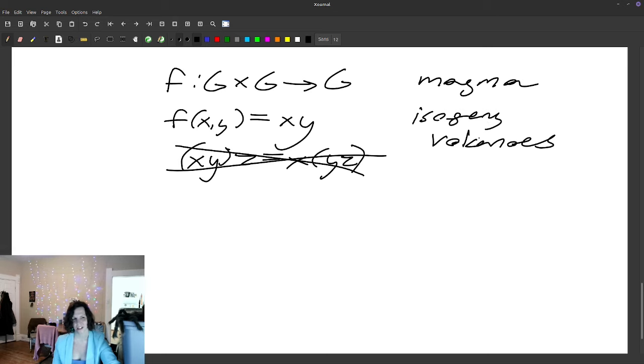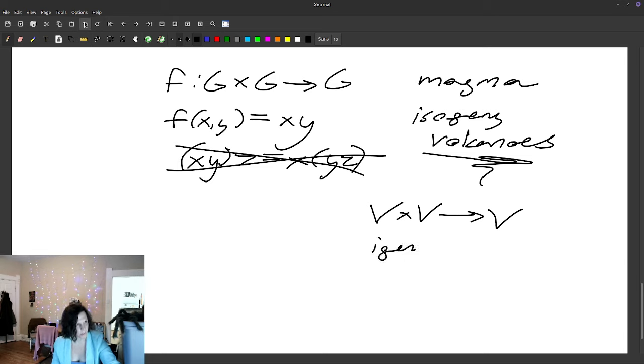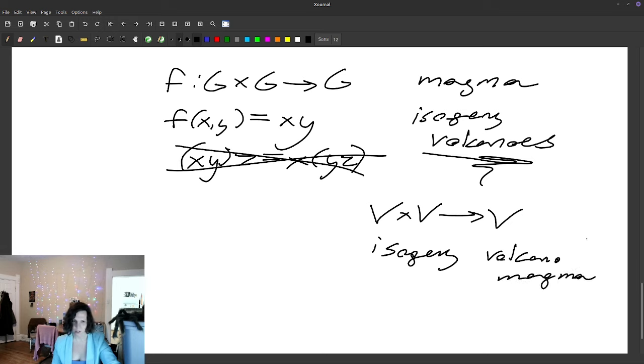What I was thinking when I was looking at this was, I've got to figure out how to put a magma structure on the isogeny volcanoes. I need to figure out what type of objects these are, and then have a morphism from the product of one of these things with itself to itself. And then that'll be an isogeny volcano magma. And then we can just really start going to town with that.